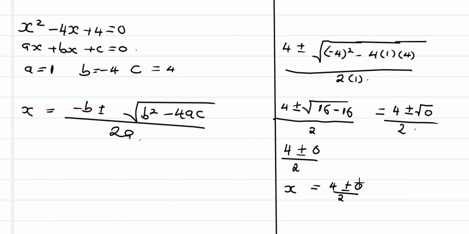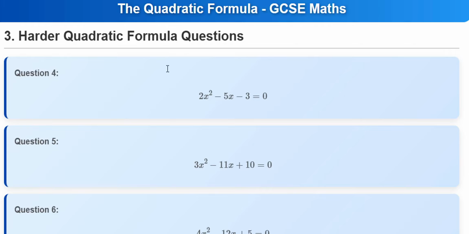But in this case, 0, whether it is positive or negative, remains 0. So it only remains that x is equal to 4 divided by 2, which is 2. And in this case, our equation has only one solution for x. It doesn't have two solutions.